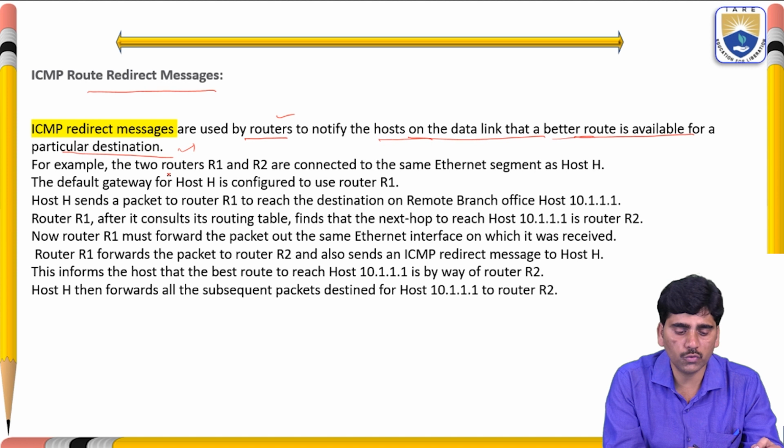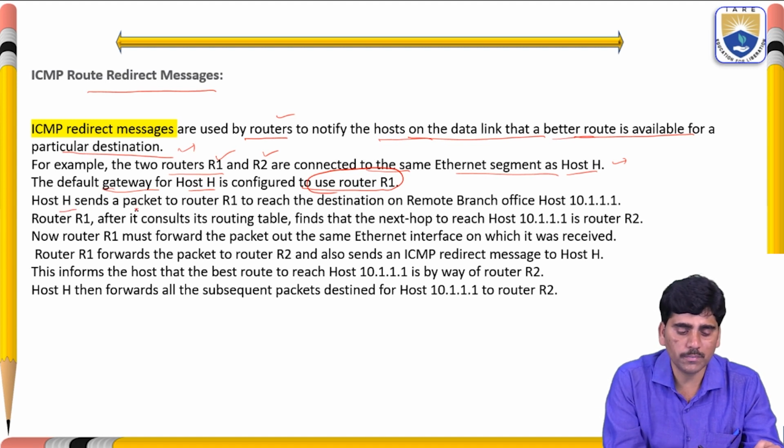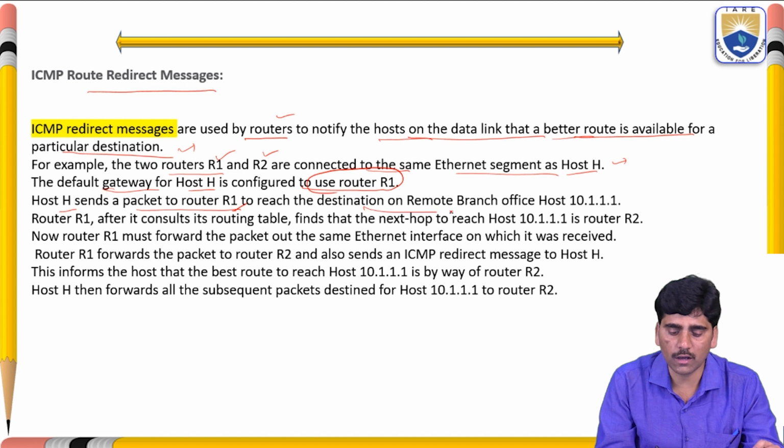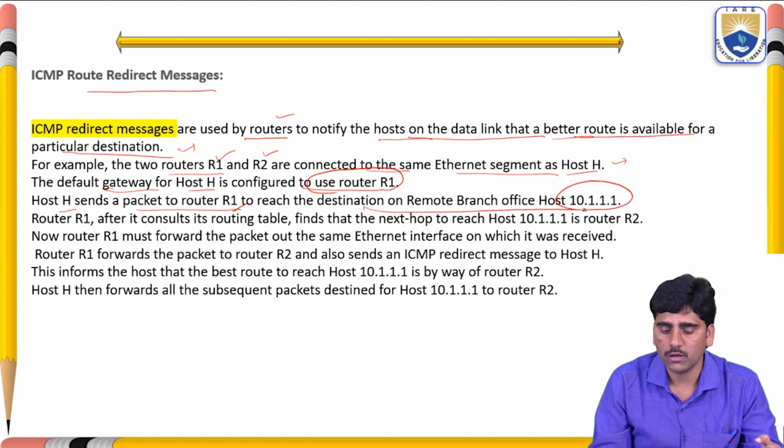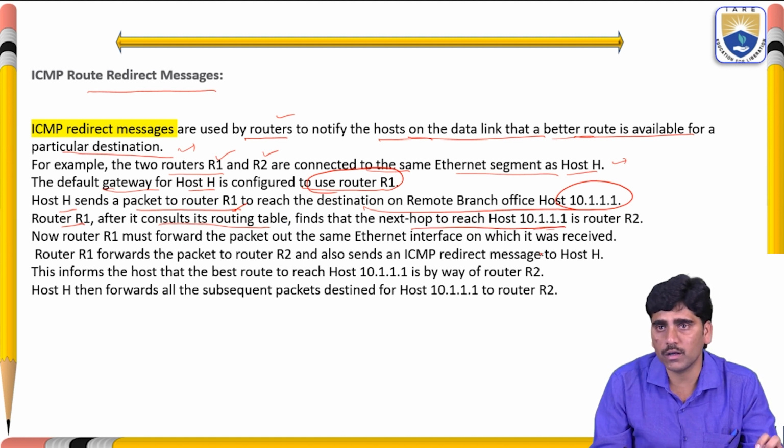So for example, two routers R1 and R2 are connected to the same Ethernet segment as host H. The default gateway for host H is configured to use router R1. So now host H sends a packet to router R1 to reach the destination on a remote branch with a particular IP address. Now router R1, after it consults the routing table, finds that the next hop to reach host 10.1.1.1 is router 2. So to reach this destination, router 1 has to visit router 2 also.